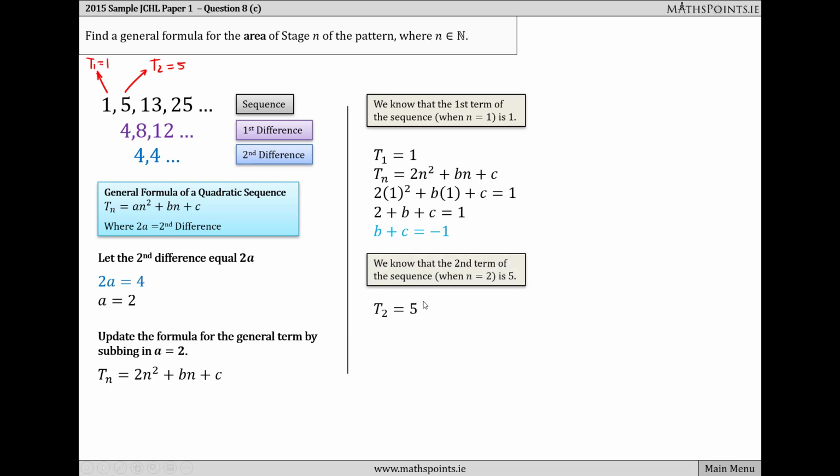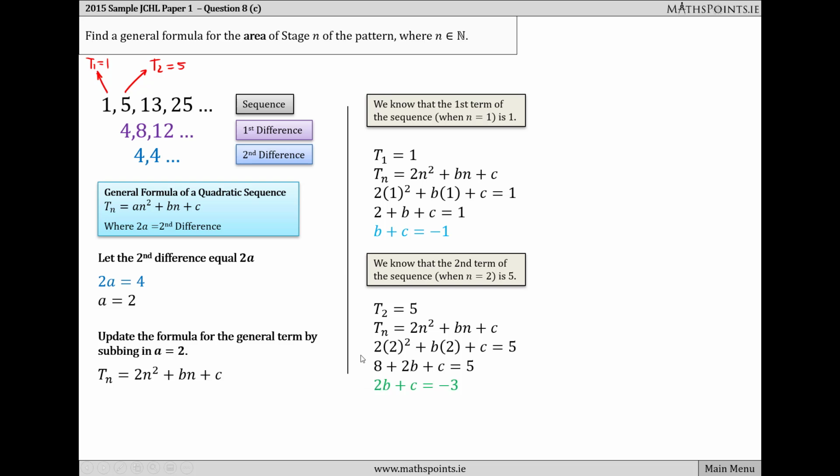So I write down my formula again, and I'm going to put in 2 for n, the stage number. When the input is 2 for the stage number, the output, the area, the number of squares is equal to 5. So we tidy this up. We have 8 plus 2b plus c is equal to 5. We subtract 8 from both sides, and we get 2b plus c is equal to minus 3.